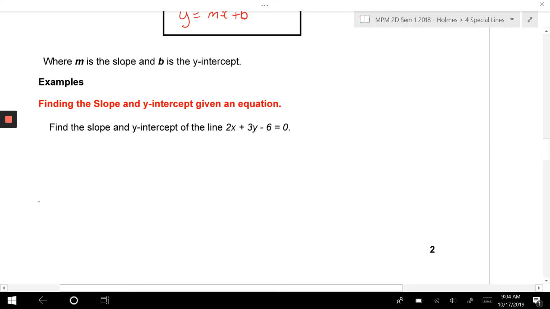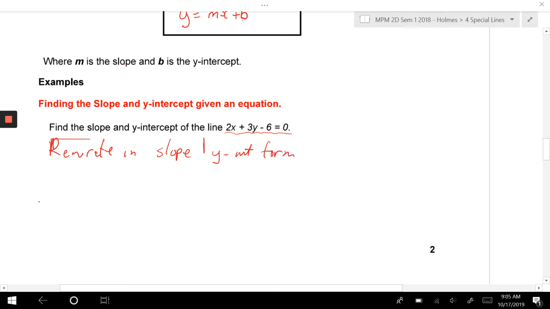So here we've got some examples where we're going to be asked to find the equation of a line. In this case, we're asked to find the slope and the y-intercept given our equation 2x plus 3y minus 6 equals 0. I recognize this as being in standard form. There are two ways that we could do that. We could rewrite the equation in slope y-intercept form.